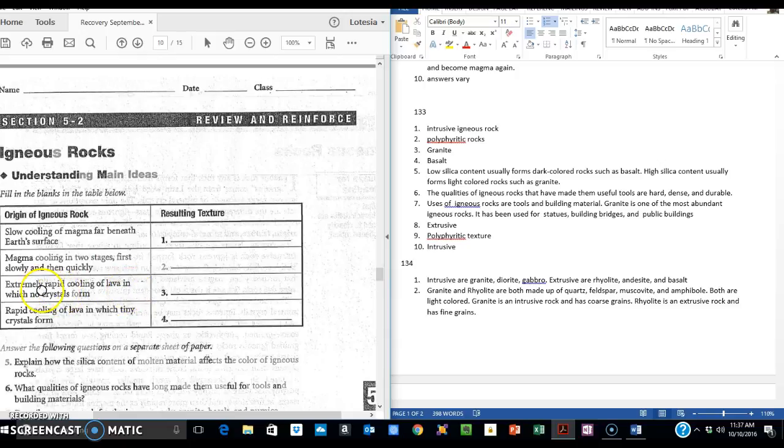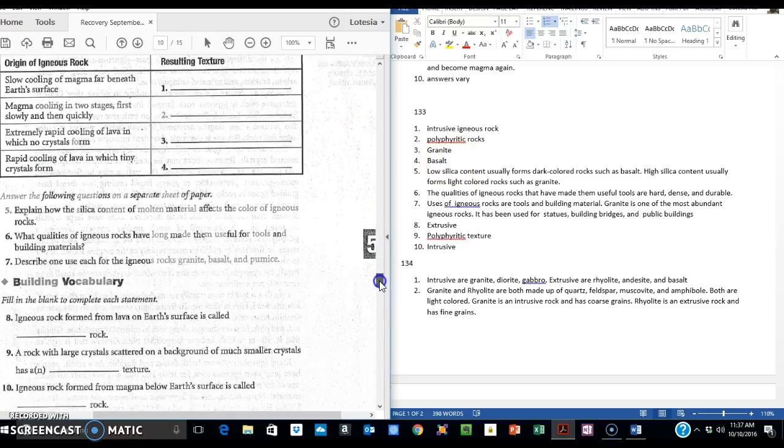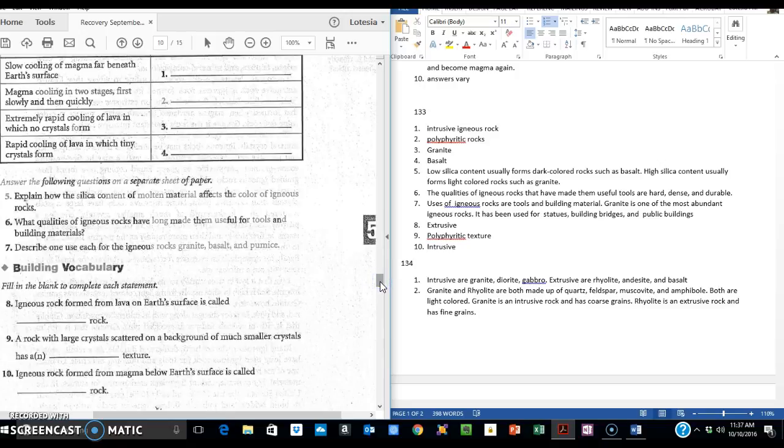The type of igneous rock that forms from extremely rapid cooling of lava, in which there are no crystals. One example would be granite. And then for number 4, rapidly cooling lava in which tiny crystals form. For number 4, it's going to be basalt. All right, so 5 through 7 were short answer questions that you needed to answer.